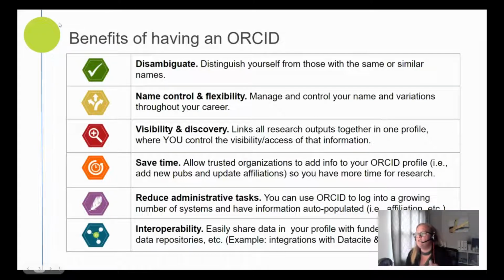Having an ORCID helps reduce administrative tasks. You can use your ORCID to log in to a growing number of systems across the publishing universe and across other open science institutions and funders, and information will be auto-populated. What you do is you authenticate, and it'll pull in information. And then interoperability. So I've sort of touched on this quite a bit already, but there's a lot of different systems that use ORCID, and they can easily share data in your profile back and forth. So you can share that with funders or publishers, other data repositories, etc. The examples I have here, 2 big ones, are ORCID is integrated with Crossref and DataSite. So next slide, please, Sarah.